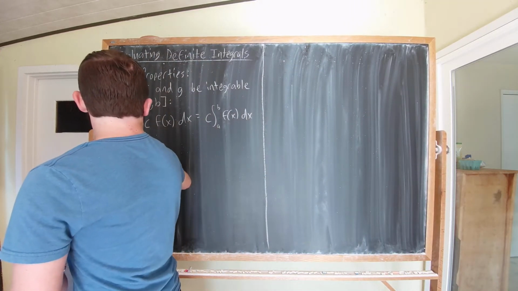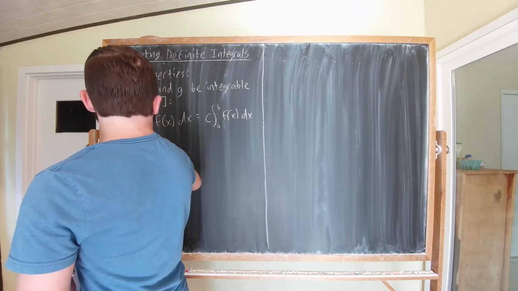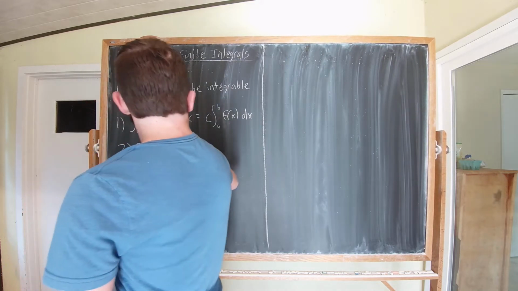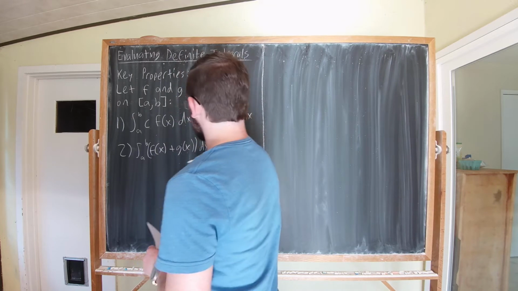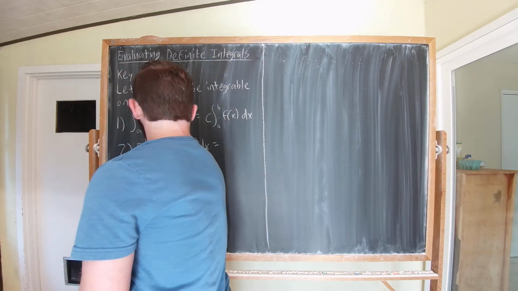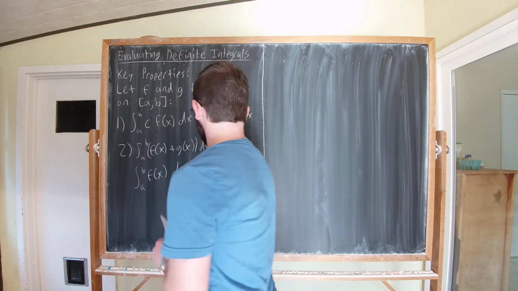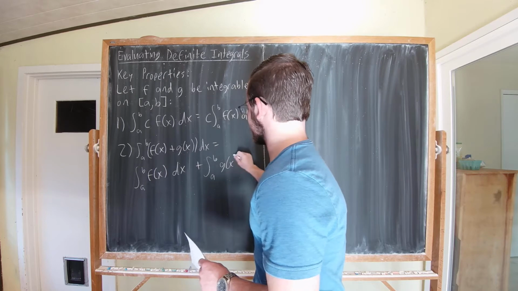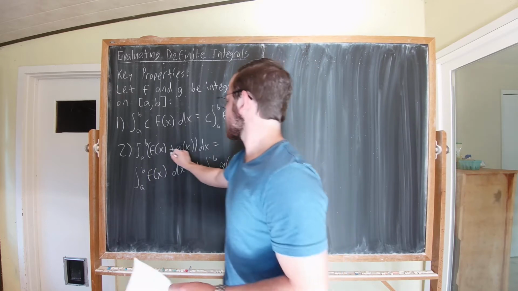The integral from a to b of f of x plus g of x dx is the integral from a to b of f of x dx plus the integral from a to b of g of x dx. Same holds true for minus.